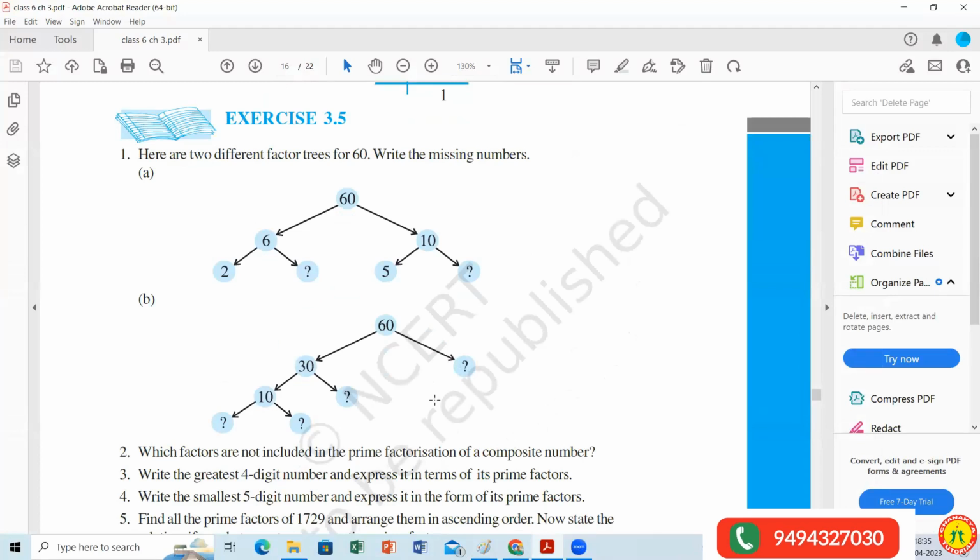60 is divided in two ways. First way is 6 10 times 60. Second way is 30 how many times 60? Please text me the blanks of B-bit. From top to bottom or left to right, you can.